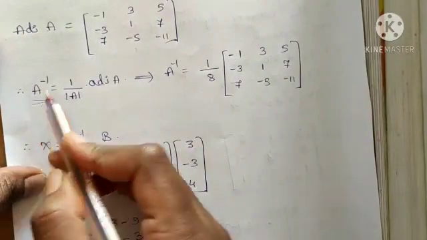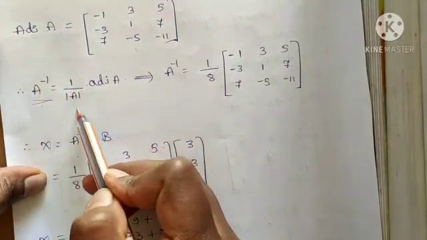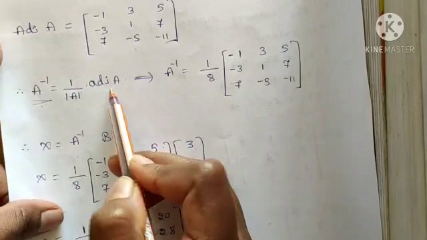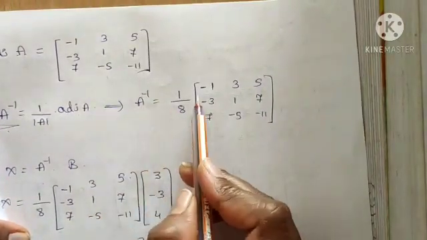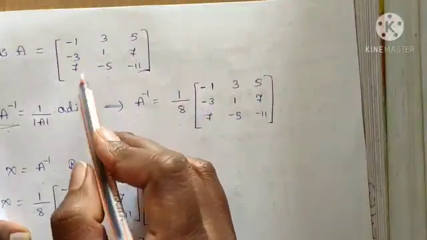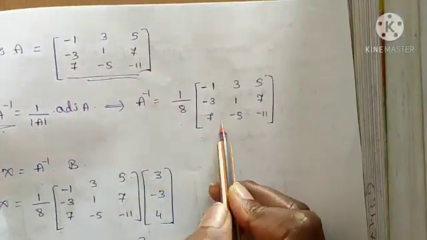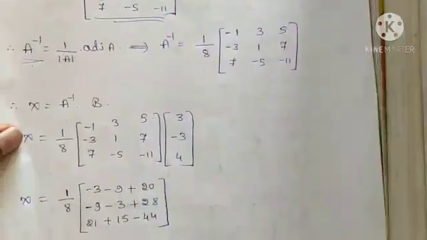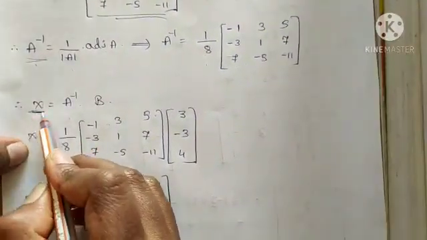How to find out the solution? A inverse is equal to 1 by determinant of A into adjoint of A. Therefore, A inverse is equal to 1 by determinant of A, whose value is 8, and then adjoint of A is nothing but this one. Okay. Your aim is to obtain what? The solution. How to obtain the solution?